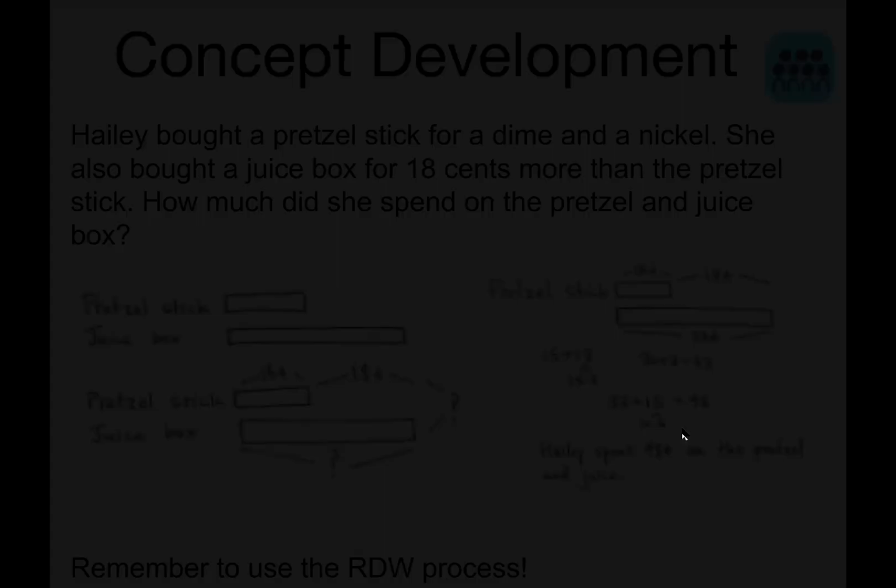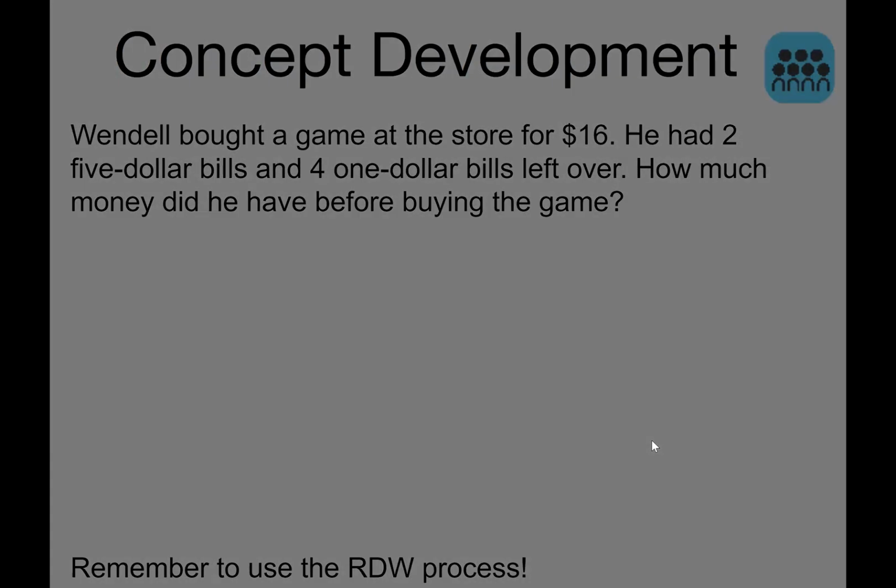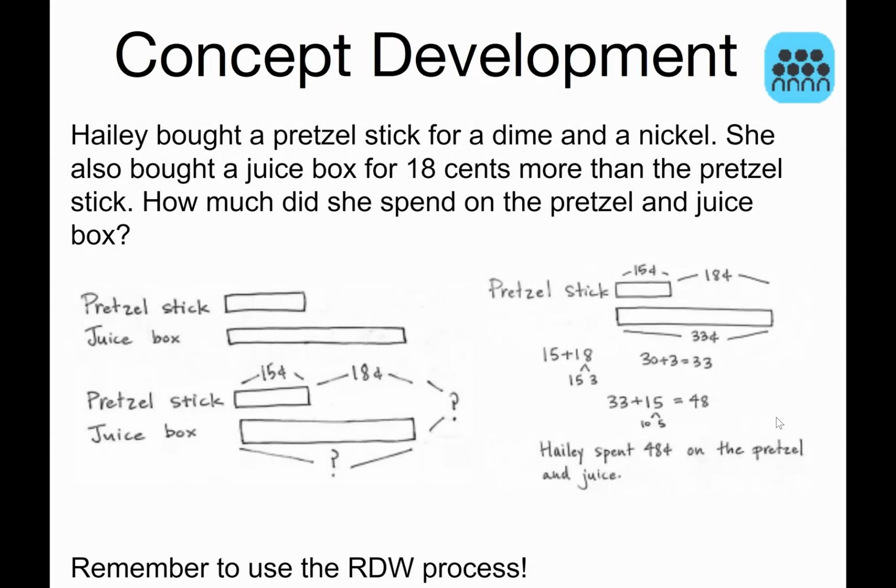43 plus 5, well, we could think, what's 3 plus 5? Oh, we know that 3 plus 5 is 8, right? And then we have 40. So 40 plus 8 equals 48. Or we can count up. We know that 33 plus 10 equals 43, plus 5 equals 44, 45, 46, 47, 48. 33 plus 15 equals 48. So Haley spent 48 cents on the pretzel and juice, on both, all together. All right, let's move on to the next part.